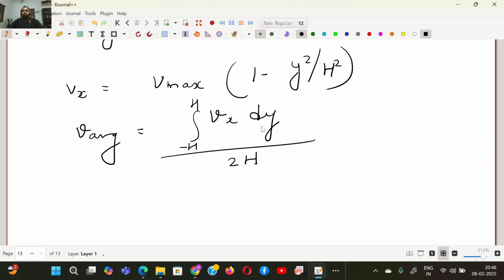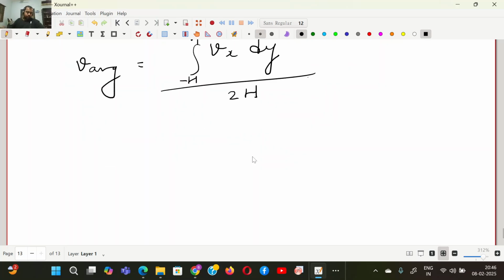Okay. Of course, there is a cross-sectional area term also here and here. That gets cancelled. So it's just flow rate divided by, yeah, not A, L. Some length scale will be there. That gets cancelled on both sides, okay? Anyway, just try this out. See whether you're getting 2 by 3 Vmax. This is part of your homework.